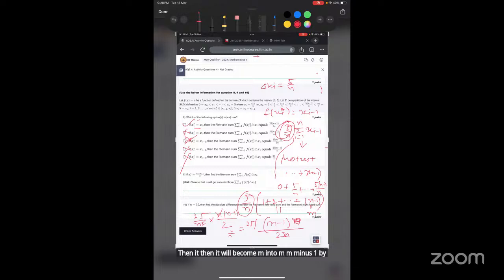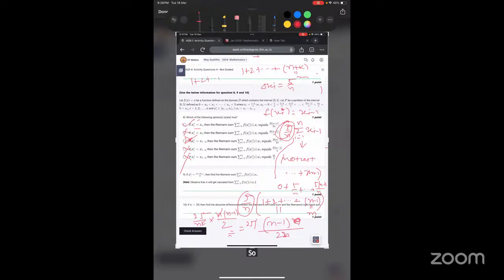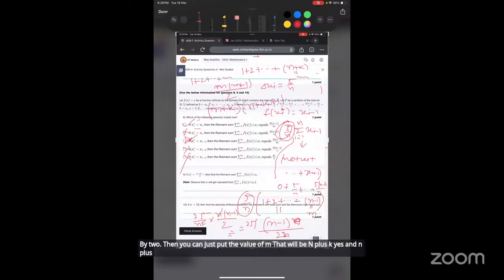Suppose you have 1 plus 2 up to some n plus k. Let us take the last term as m. Then we will have m into m plus 1 by 2. Then you can just put the value of m, which will be n plus k, and it becomes n plus k into n plus k plus 1 by 2.